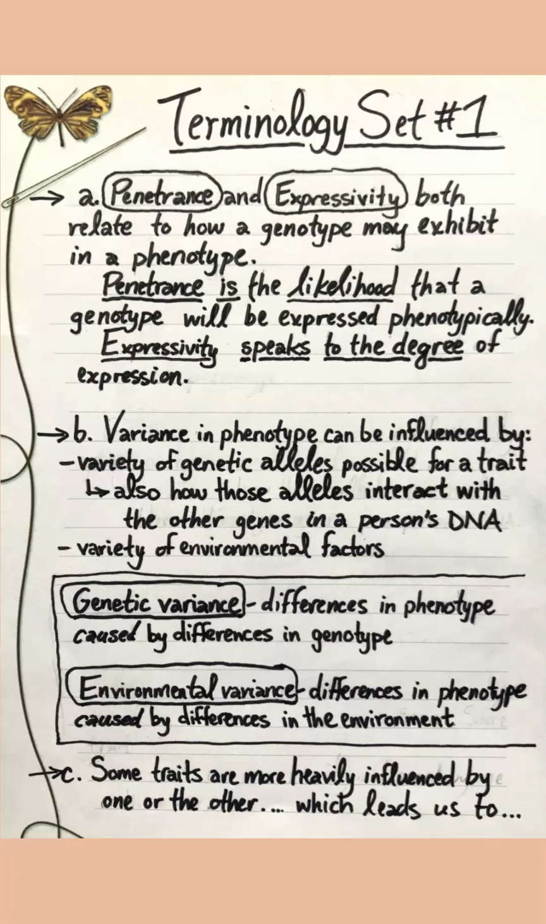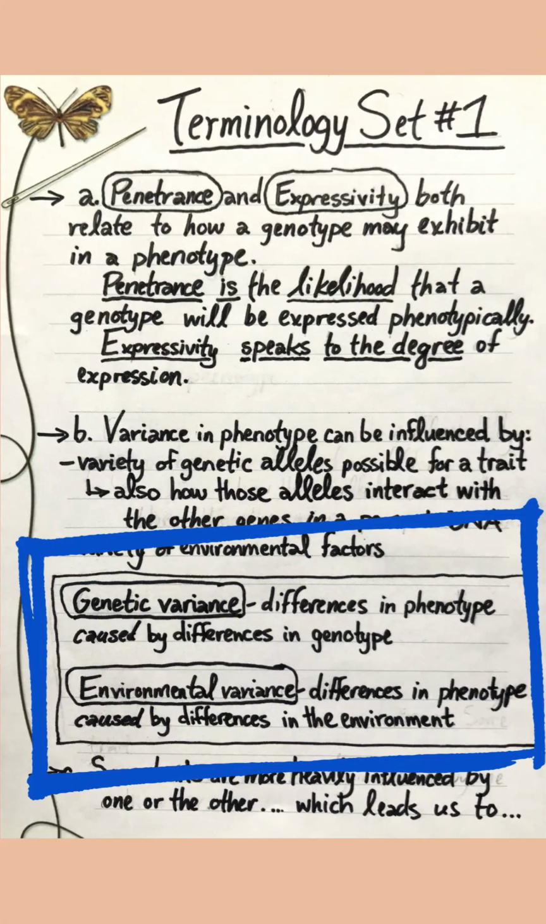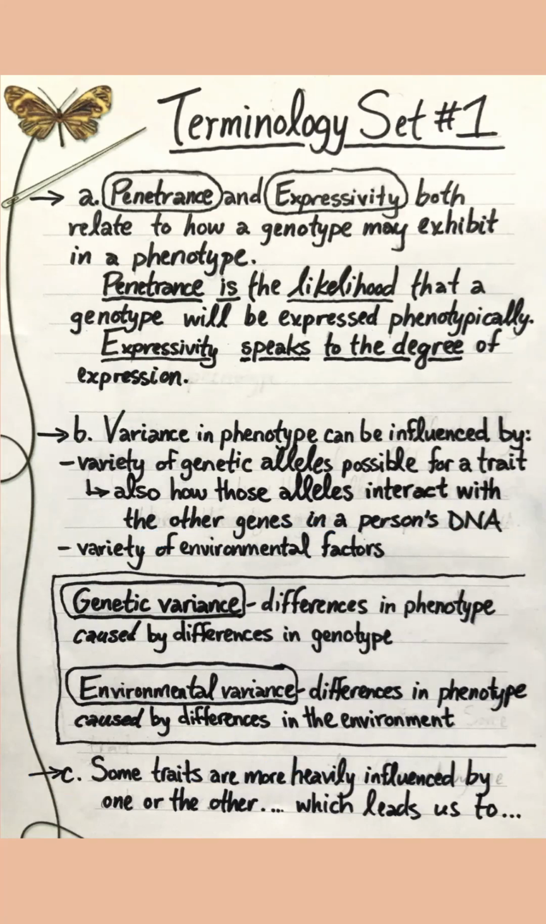So genetic variants are the differences caused in phenotype by the person's genes being different, and environmental variants are differences caused in phenotype by the actual environment around them. Some traits are more heavily influenced by one or the other. Some of them are more heavily influenced by the genetic variants, and some of them are more heavily influenced by environmental variants. And that brings us to the concept of heritability.